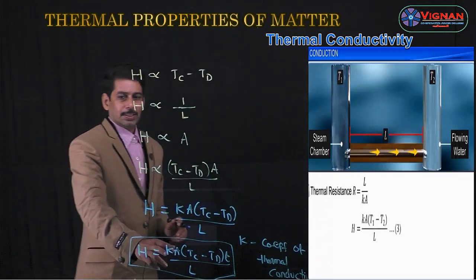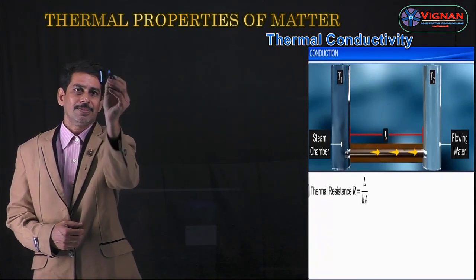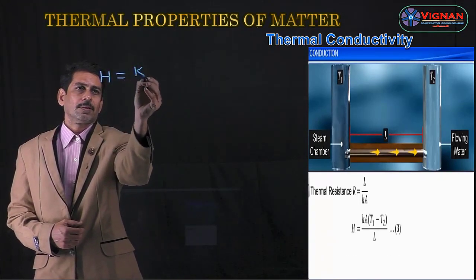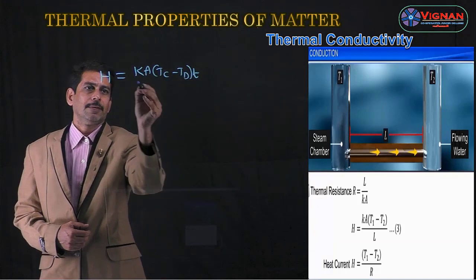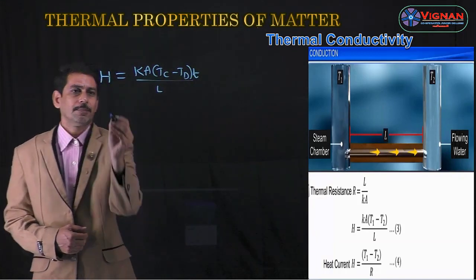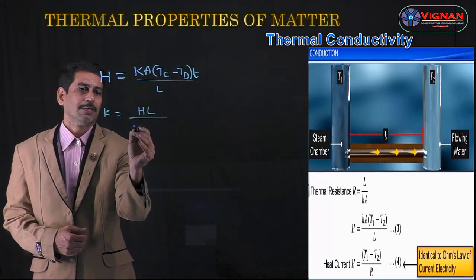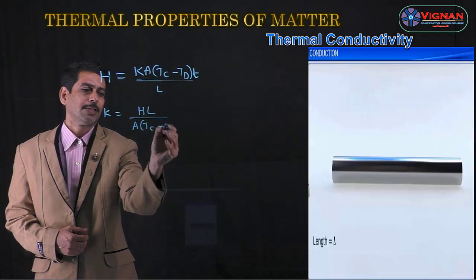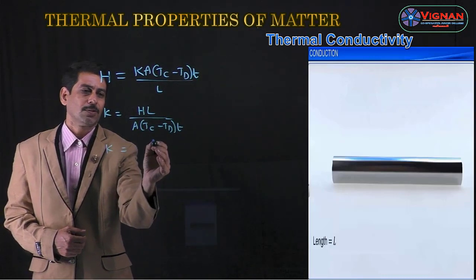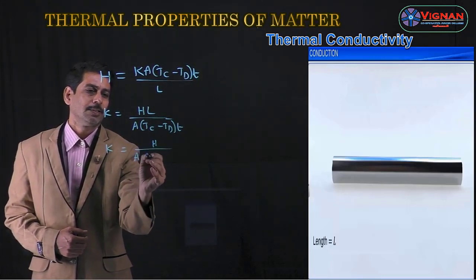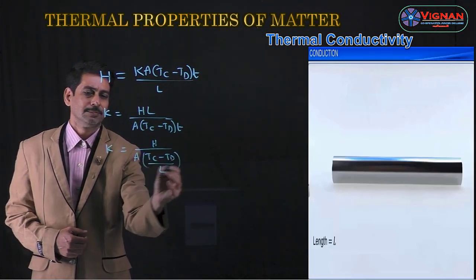From this equation we can get the expression for K. We have the heat energy H is equal to K A (Tc minus Td) t by L. From this, K is equal to H L by A into (Tc minus Td) into t. And this can be written as K is equal to H by A into (Tc minus Td) by L into t.